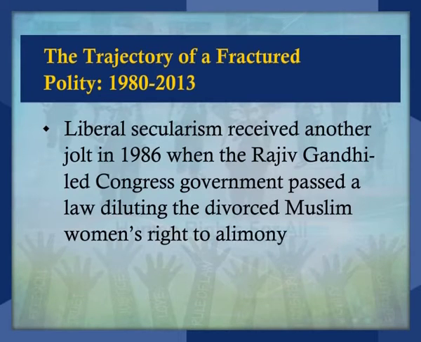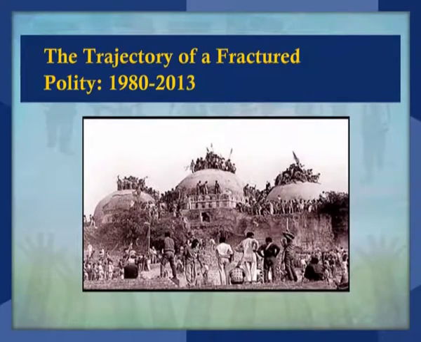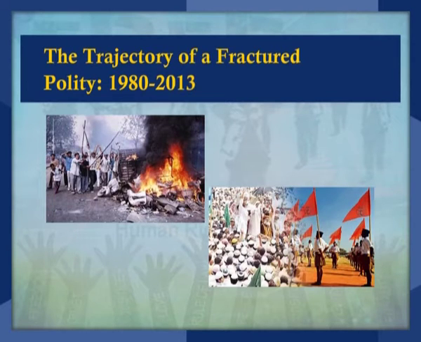Liberal secularism received another jolt in 1986 when the Rajiv Gandhi-led Congress government passed a law diluting the divorced Muslim women's right to alimony. The agitation to build a Ram temple on the site of the Babri Masjid in Uttar Pradesh gained momentum at the same time, leading to the destruction of the mosque in December 1992, followed by Hindu-Muslim riots throughout the country. Thus, the stage was set for the creation of a fractured polity.